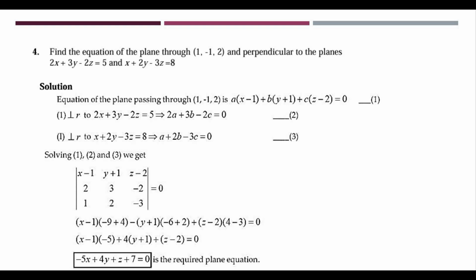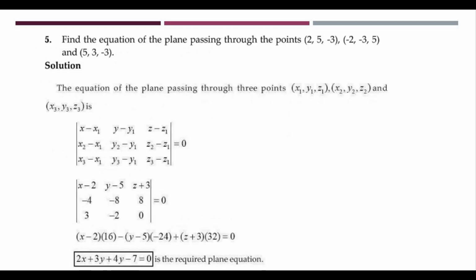And perpendicular to the plane 2x + 3y - 2z = 5, that is 2a + 3b - 2c = 0. And another perpendicular plane is x + 2y - 3z = a, that is a + 2b - 3c = 0. Solving these three equations, finally we get -5x + 4y + z + 7 = 0. This is the required plane equation.